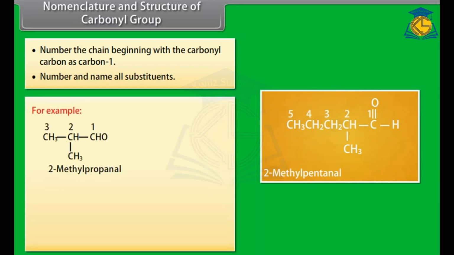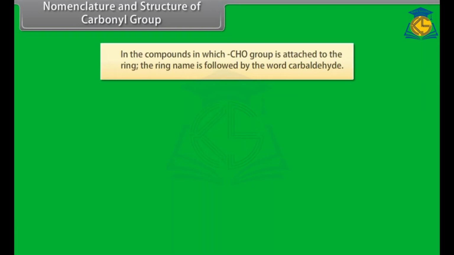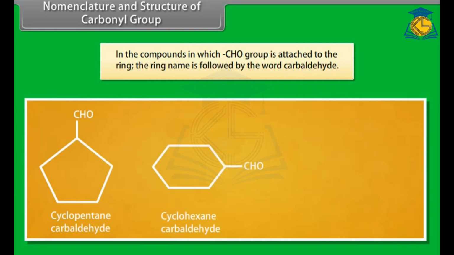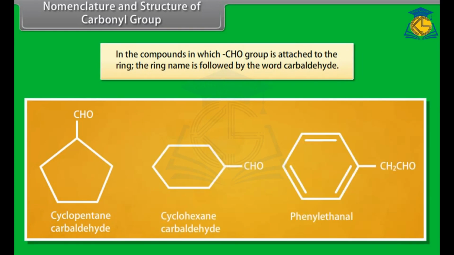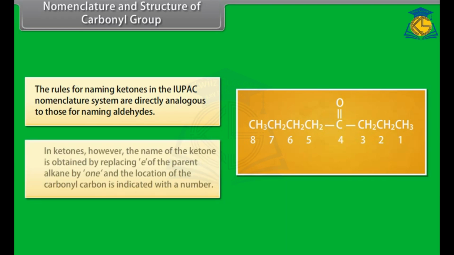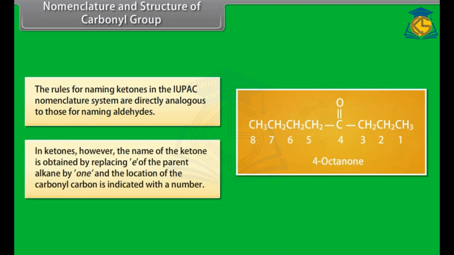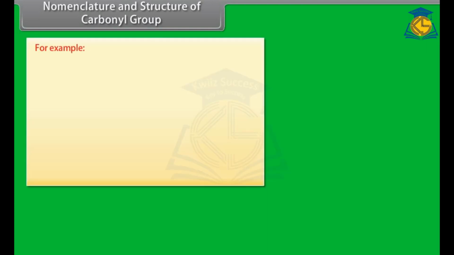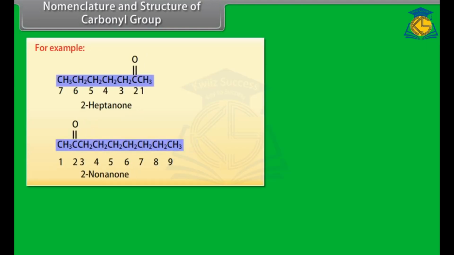For example, 2-methylpropanal, 3-bromo-2-methylbutanal. In the compounds in which aldehydic group is attached to the ring, the name is followed by the word carbaldehyde. The rules for naming ketones in the IUPAC nomenclature system are directly analogous to those for naming aldehydes. In ketones, however, the name of the ketone is obtained by replacing E of the parent alkane by O-N-E and the location of the carbonyl carbon is indicated with a number. For example, 2-heptanone, 2-nonanone.